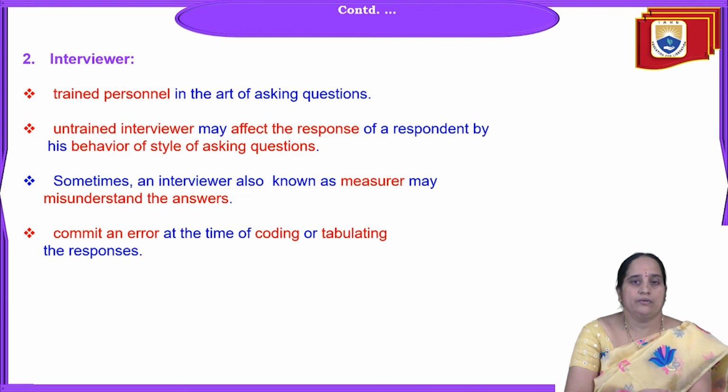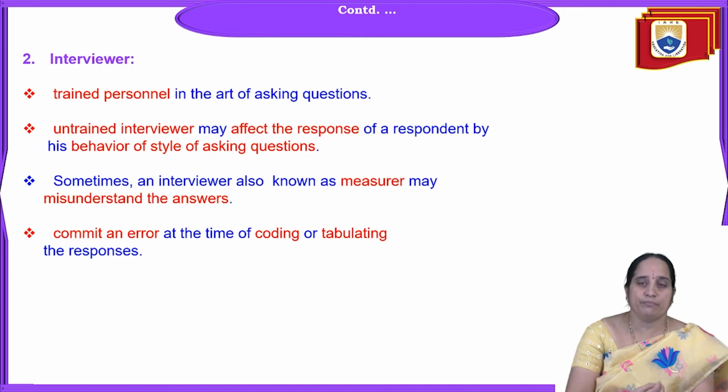The second error arises due to the interviewer. An interviewer should be a trained person because he should know how to extract accurate information from the respondents. He should have that skill, the art of asking questions. An untrained interviewer may affect the response of the respondent by his behavior and style of asking questions. If you observe two or three people asking questions, their behavior or attitude towards other persons also matters a lot.